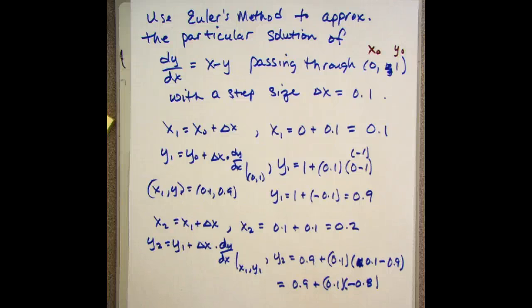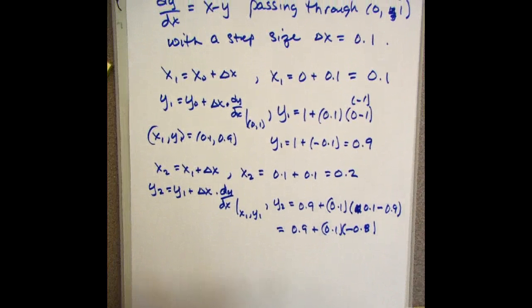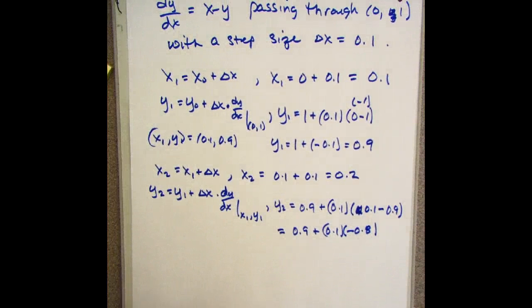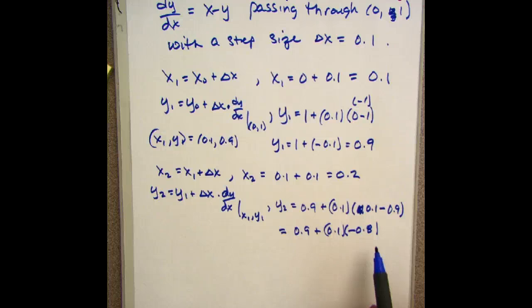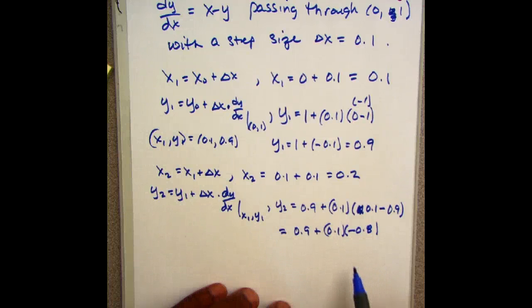So it's really important that we're real careful with our multiplications, because like I said before, most of these are going to be non-calculator problems. You do have to multiply those out by hand. Well, 0.1 times negative 0.8, hopefully you will get negative 0.08. So that's 0.9 plus a negative 0.08, and that value there is 0.82.